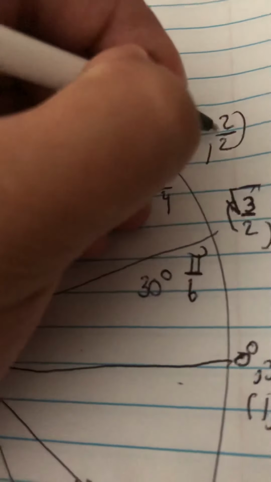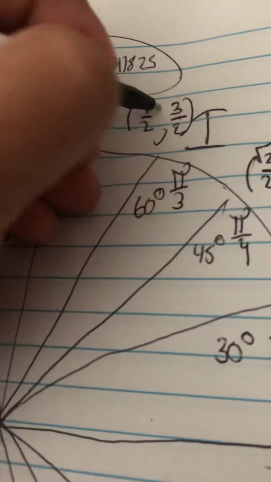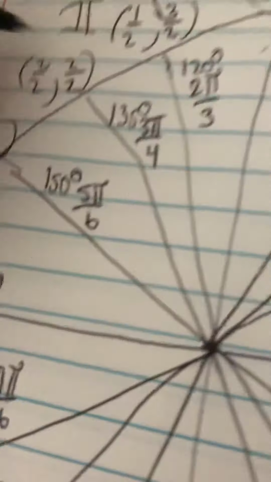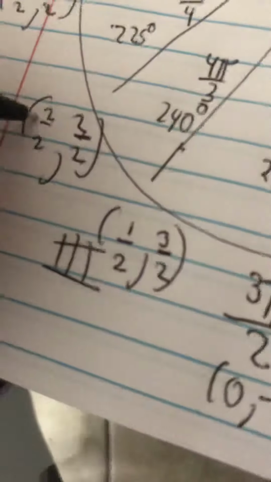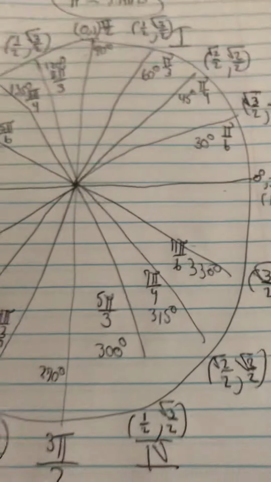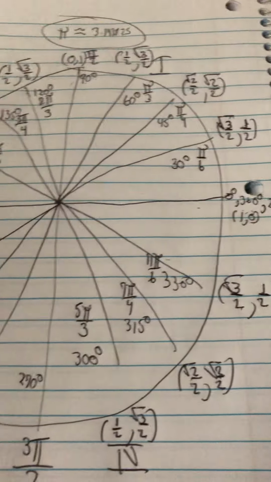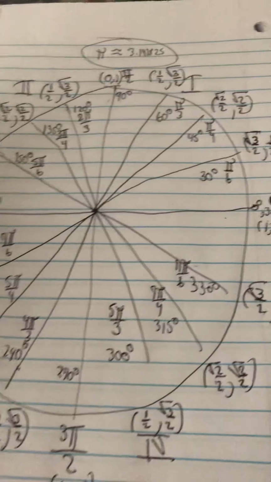So then we go square root of 2 over 2, square root of 2 over 2, square root of 3, square root of 3, square root of 2, square root of 2, square root of 3, square root of 3, square root of 2, square root of 2, square root of 3, square root of 3, square root of 2, square root of 2, square root of 3. All right? And now that we did all that, now we just want to get our signs correctly.